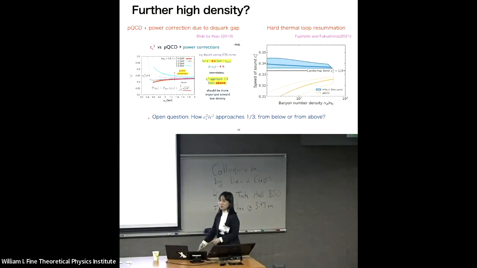However, there is another expectation in the high density region. Once people consider the power correction due to the Dirac gap in the superfluid phase, then the squared sound velocity can be larger than 1/3 and approach 1/3 from above. And Fujimoto-san and Fukushima-san also gave another prediction using the hard thermal loop resummation. And in this case, again, the speed of sound approaches 1/3 from above. So it is still an open question whether the squared sound velocity approaches 1/3 from below or from above. This is one open question.